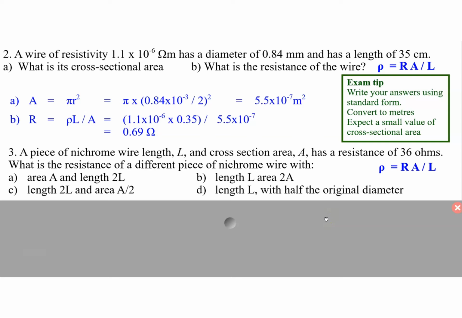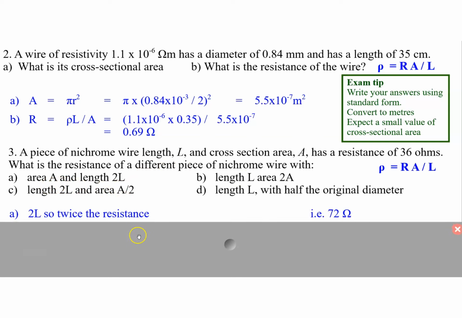Question 3 is another fairly typical exam question. So we're told a value is 36 ohms for a particular material. This idea of relationship, so what happens if we double the length or halve the area, etc., is a really, really common question across all the exam boards. So if we have the same area but double the length, then it's going to be double the resistance. So we can see the relationship between resistance and the length, it's proportional. So if we double the length, we double the resistance.